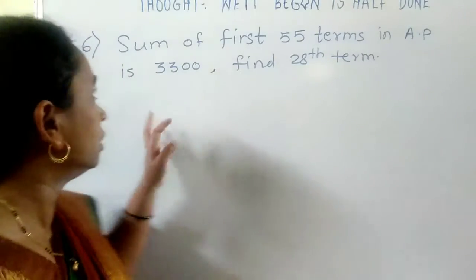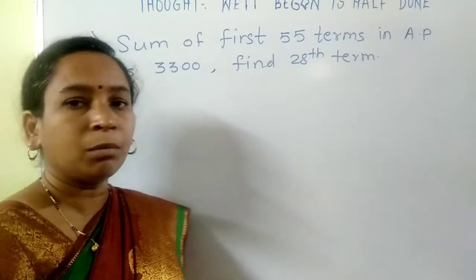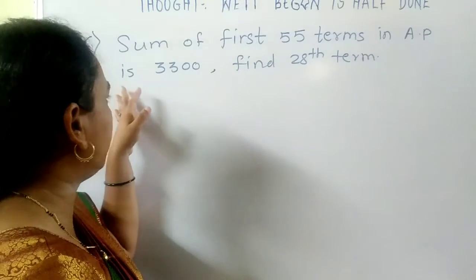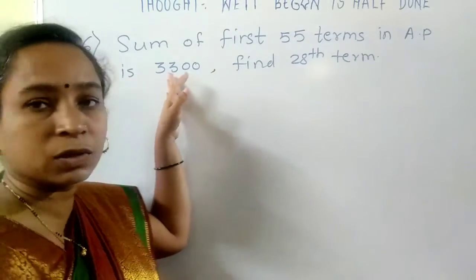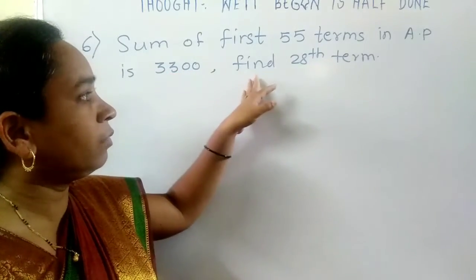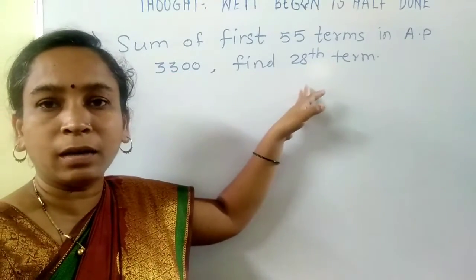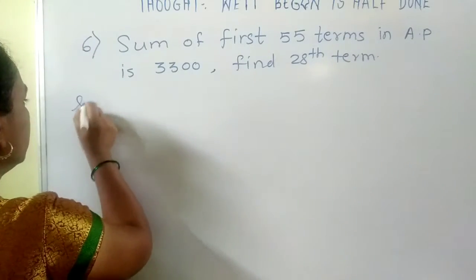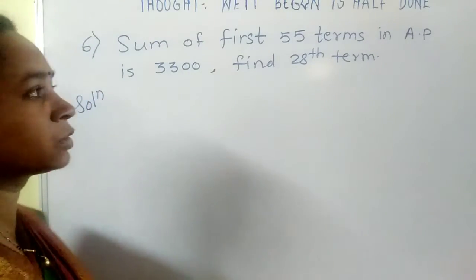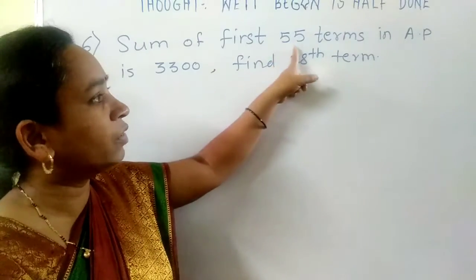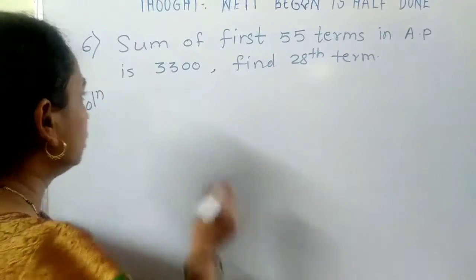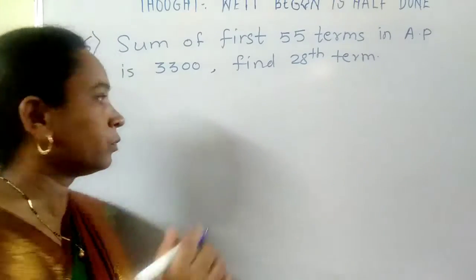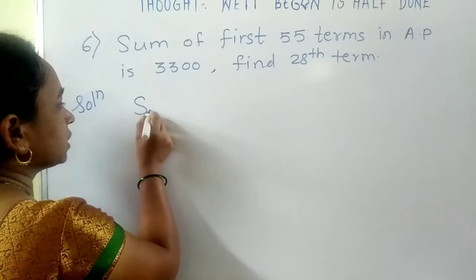Sixth example. In the sixth example, the sum of the first 55 terms of an AP is given as 3300, and we have to find the 28th term. To find it, we will use the given information: 55 terms in AP and their sum is 3300. So here we will use the Sn formula.